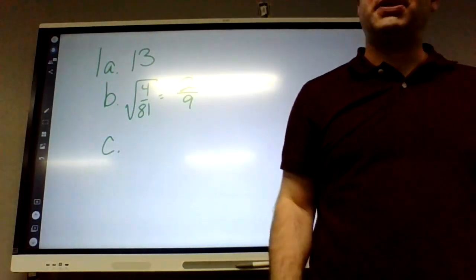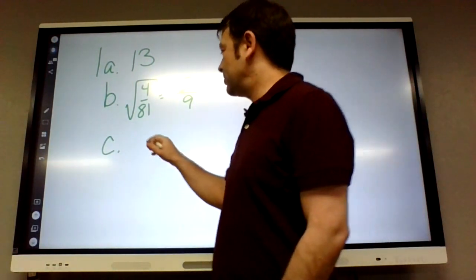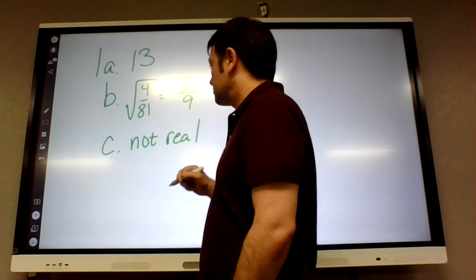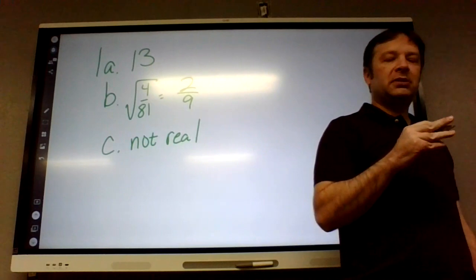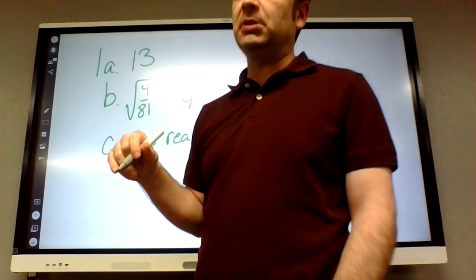7i, but the directions say if it's not real, state so. So we're just going to put not real. Why is it not real? If it's imaginary on this part, the top part, they want us to just put not real.